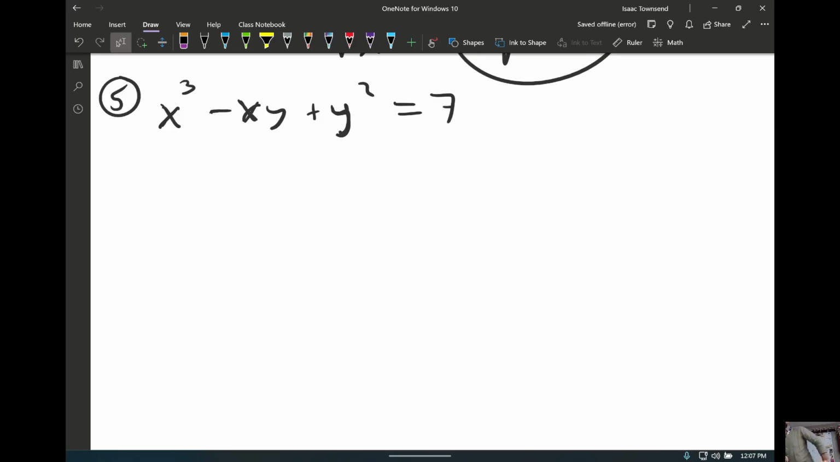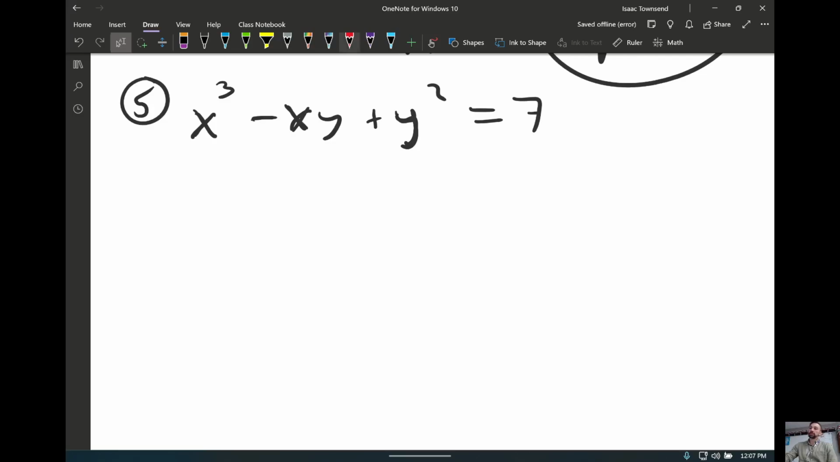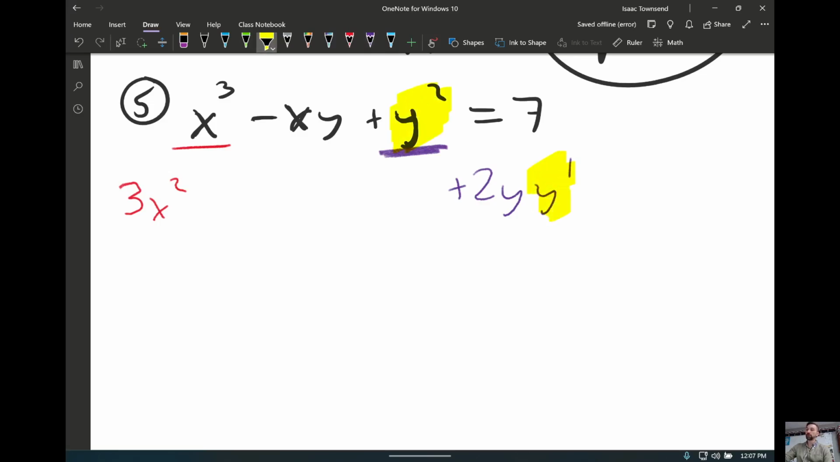If you still haven't got number 5 worked out, I am about to go over it to help out. Now, certainly nothing wrong with trying to pick off the easier stuff. X cubed becomes 3x squared. Y squared becomes 2y. Just make sure you remember the y prime. Every time you take the derivative of y, you need a y prime. Derivative of a constant is going to be 0.